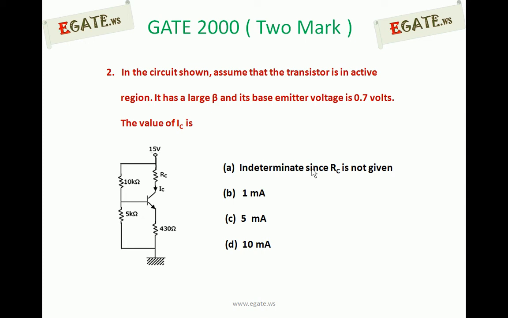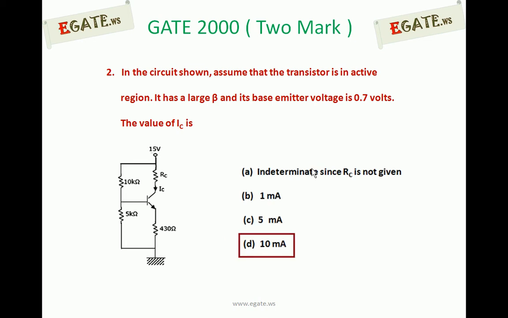A, indeterminate since RC is not given. B, 1 milliampere. C, 5 milliamperes. D, 10 milliamperes. The correct answer for this one is D, 10 milliamperes. Even though the RC value is not given, we are able to calculate the IC value. The IC value for this one is 10 milliamperes. We will see the details now.